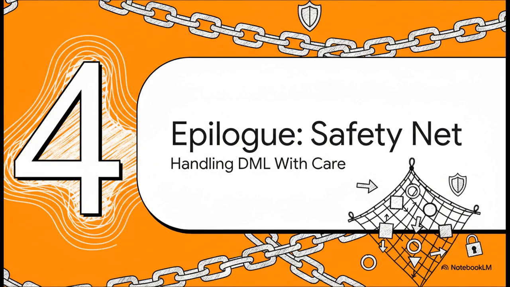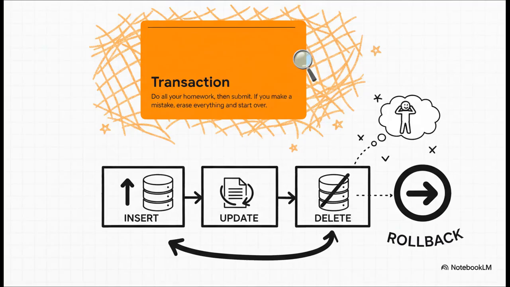Okay, so that brings us to our epilogue, the professional's safety net. Now that we know how to create, change, and destroy data, let's talk about how we do it without causing a total catastrophe. The single most important safety net you have is called a transaction. It's just a beautiful concept. A transaction lets you bundle a bunch of DML statements together into one single all-or-nothing package. You can run an insert, an update, and a delete all at once, and if any part of it goes wrong, you just issue a rollback, and poof, it's like none of it ever happened. It is the ultimate undo button.